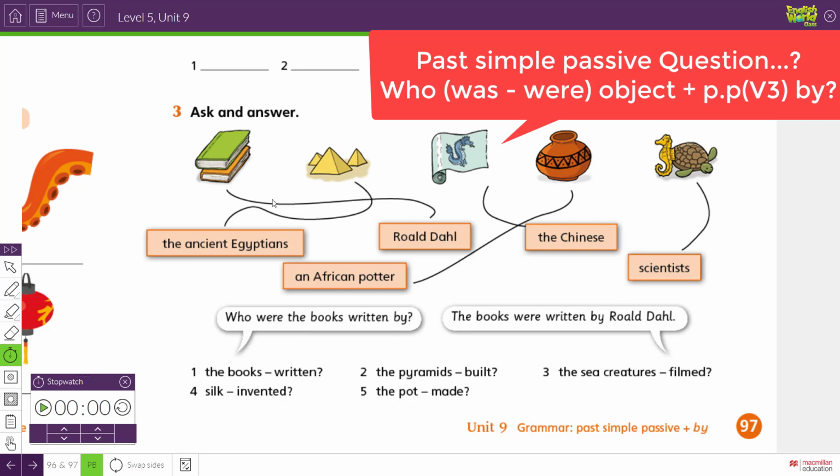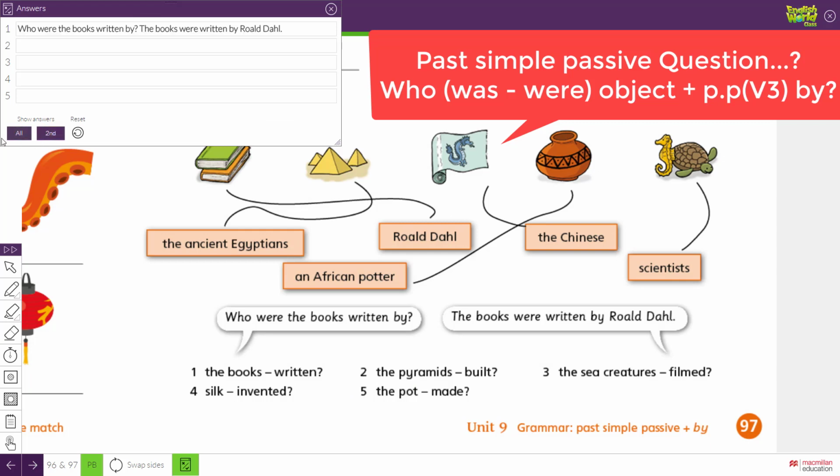Yes, these are the books. And let's find out who the books were written by. Yes, the books were written by Roald Dahl. Yes, let's move to the second one. Here we have the pyramids built. Who can form the question using this form? Who? And put was or were according to the word that comes after.